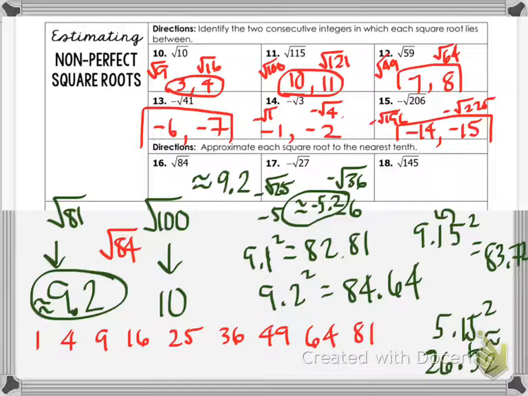And for the final one, the square root of 145, we would have to use the perfect square of 144, and the perfect square that follows that, which would be 13 times 13, which would be 169. 145 is closer to 144, so it's going to be very close to 12, so we can say approximately 12. We know it won't be exactly 12.